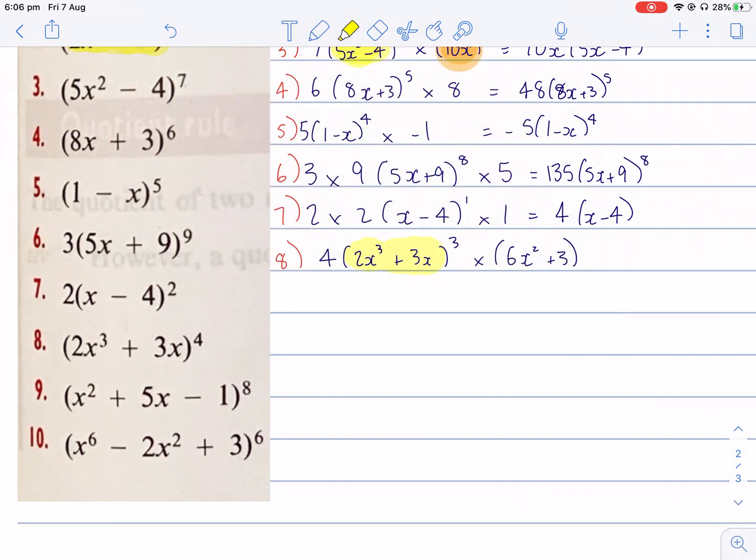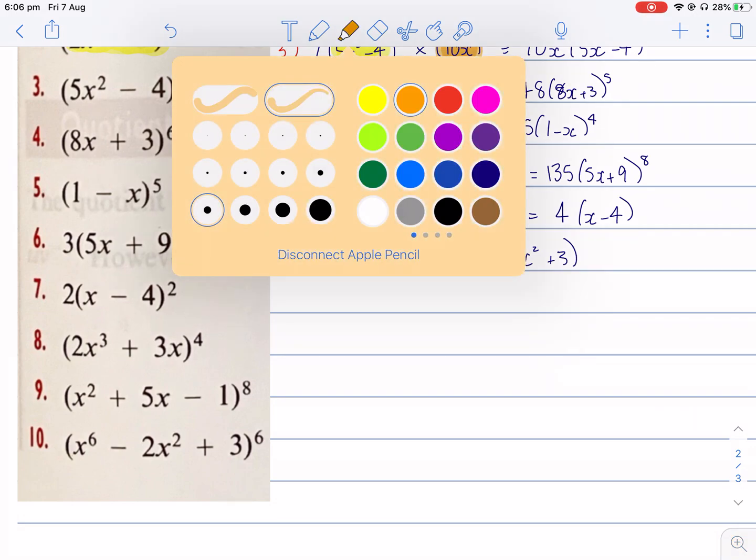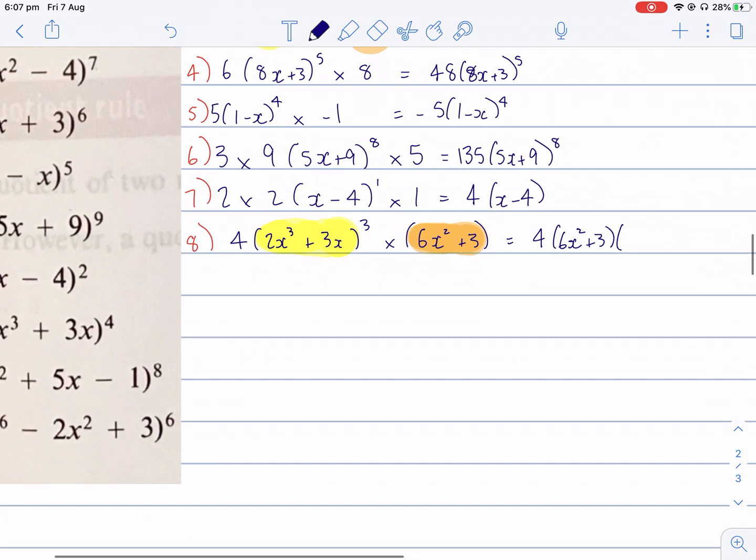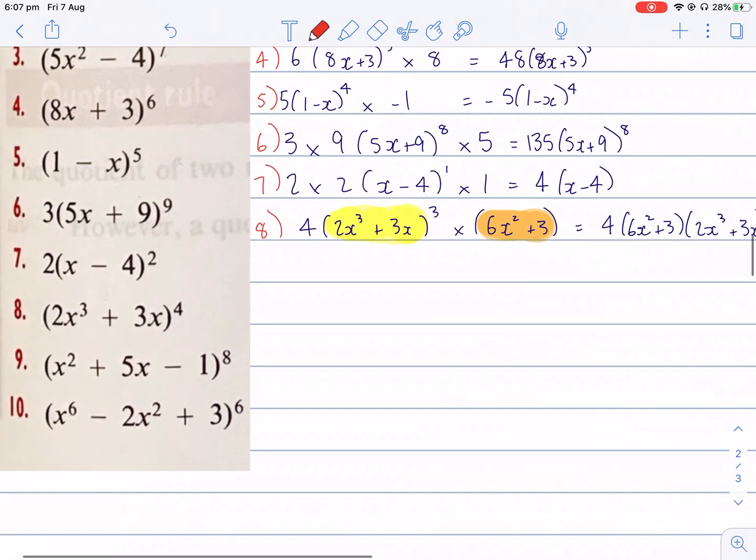So this was the inside. The derivative of that is that, because 2x cubed becomes 6x squared, 3x becomes 3. Which means we've got 4 lots of 6x squared plus 3 times 2x cubed plus 3x to the 3. It doesn't matter which order you do those brackets, by the way. We usually like to have smaller powers to higher powers, but it honestly doesn't matter.